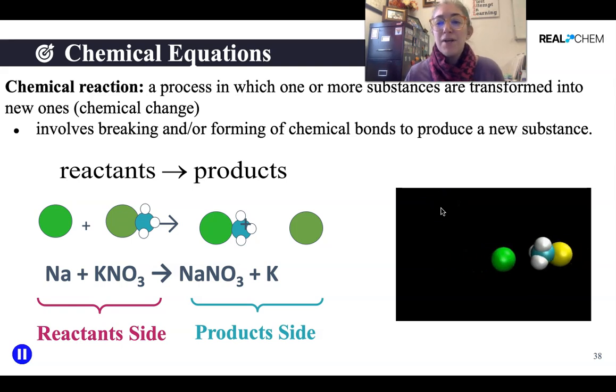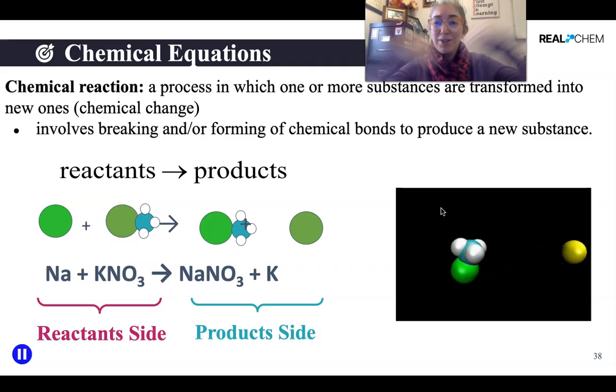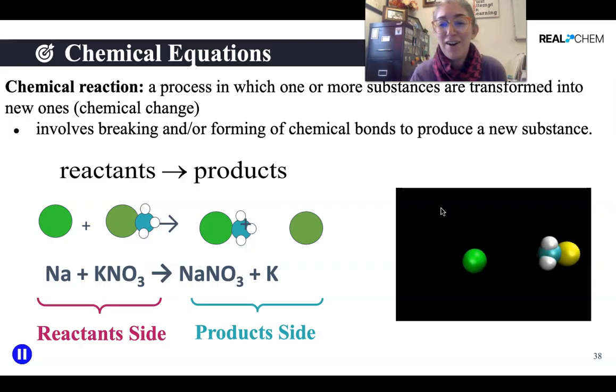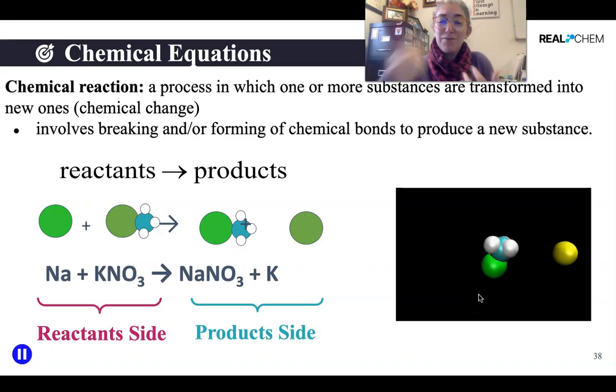All right, so chemical reactions. When molecules react with each other, or atoms react, basically a chemical reaction involves bonds breaking and reforming. And it happens when molecules collide with each other hard enough for bonds to break, and then also in the right position for new bonds to form.